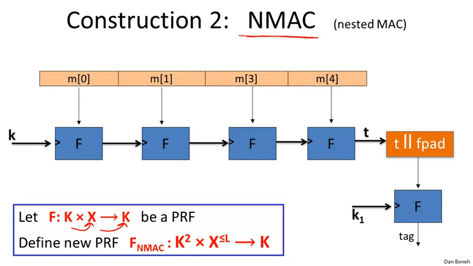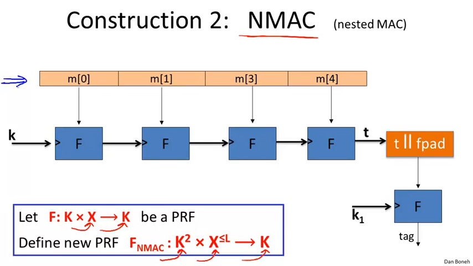And again, we basically obtain the PRF F_NMAC, which takes pairs of keys as input, can process variable length messages up to L blocks, and the output is an element in the key space. The way NMAC works starts as before. We take our message and break it into blocks. Each block is as big as the block length of the underlying PRF.